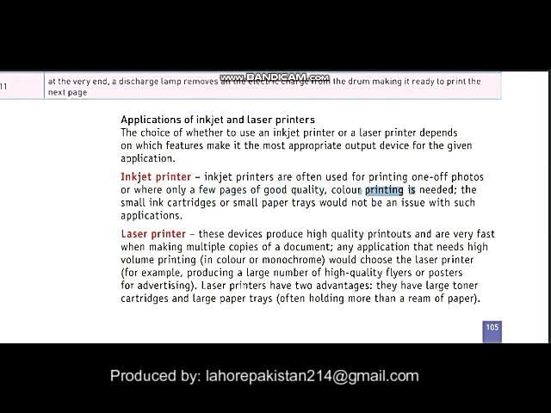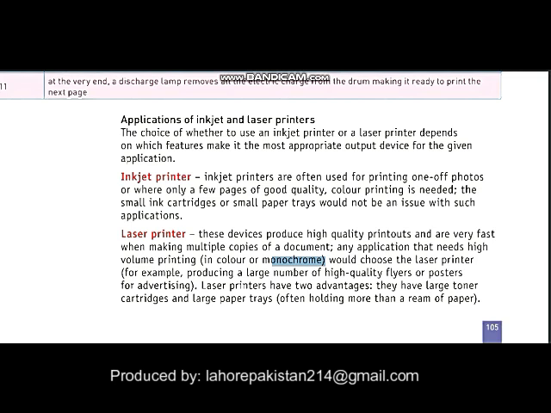And when you need bright colors, small paper trays and small ink cartridges, an inkjet printer will be used in case of bright and high quality expensive images. When you need inexpensive images and you require very fast output and high volume, many pages at a time, they can be colored or they can be black and white. Monochrome means black and white.